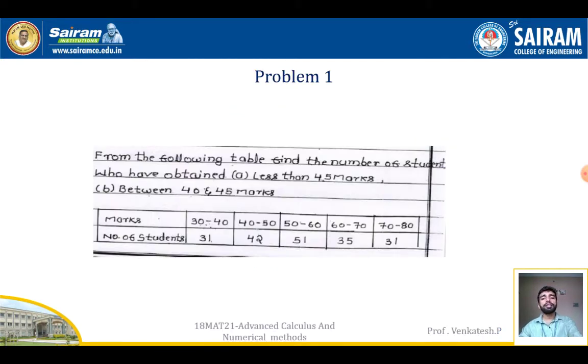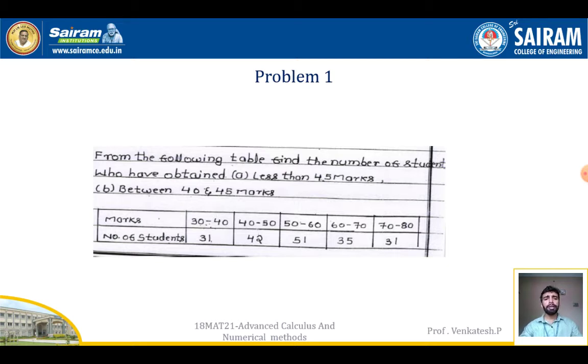The first problem is: from the following table, find the number of students who obtained less than 45 marks, between 40 and 45 marks. So marks and the number of students are given. 31 students obtained marks between 30 and 40, and 42 students obtained marks between 40 and 50. 51 students obtained marks between 50 and 60. 35 students obtained marks between 60 and 70, and 31 students obtained marks between 70 and 80. The first thing is we have to identify what is x and what is y here.